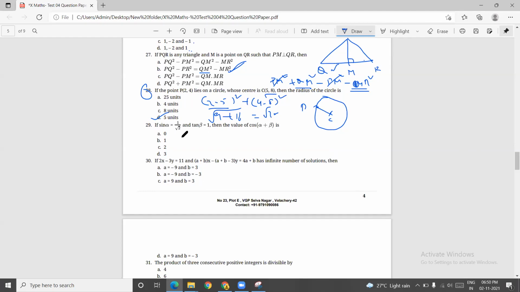Sin alpha is equal to 1 by root 2, that is alpha is equal to 45 degrees. And tan beta is equal to 1, so beta is equal to 45 degrees. If I substitute these values, cos 90 is coming, and cos 90 is 0. So simple.